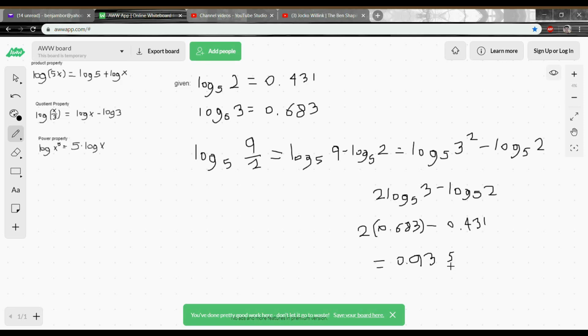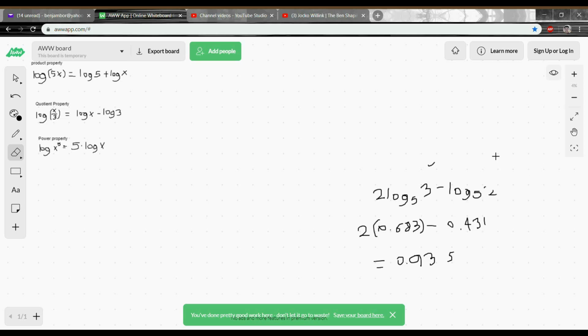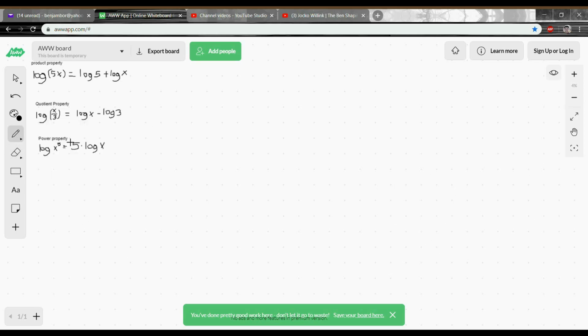So why is learning any of this important? We're in the next chapter, 9.5, we're going to start learning how to solve logarithmic and exponential functions. But let's give a little sneak peek into that. Let's say we were given the exponential function 2 to the x is equal to 5.